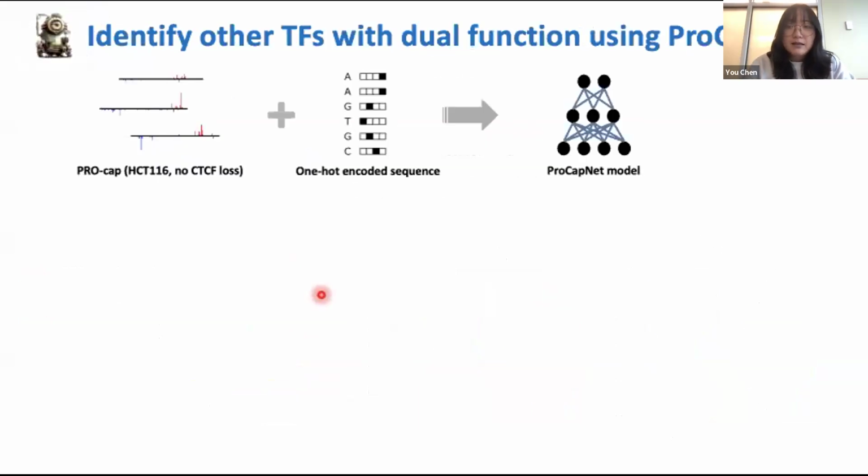To systematically test if there are other factors with similar dual function, we trained a ProCapNet model using ProCap data of wild-type HCT116.